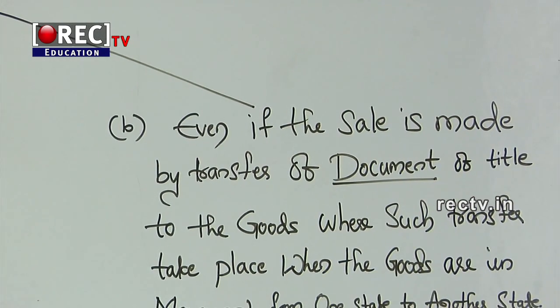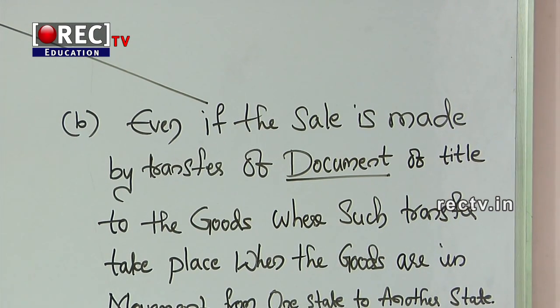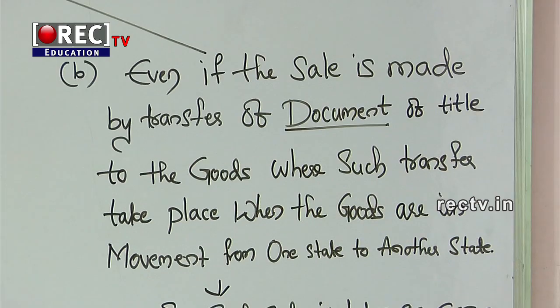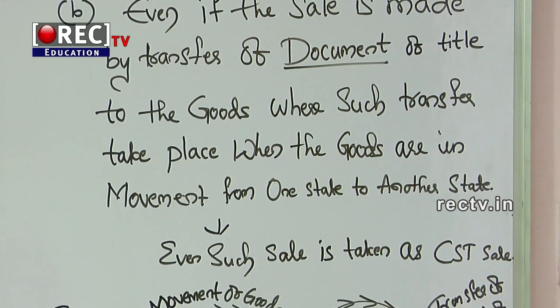Definition 2: even if the sale is made by transfer of document of title to the goods, where such transfer takes place when the goods are in movement from one state to another state, even such a sale is taken as a CST sale.